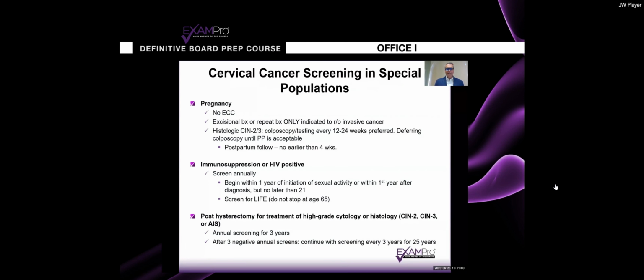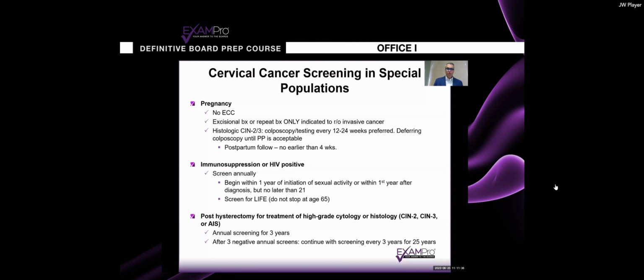The next slide, what about special populations? For pregnant patients, the key thing: no endocervical curettage during a cervical cancer evaluation, excisional biopsy or repeat biopsy only when we're thinking about invasive cancer. Generally speaking, for abnormal results, we're going to do colposcopy every trimester or defer it to the postpartum period. If we do postpartum follow-up, we want to do it no earlier than 4 weeks to give the patient time to heal from the delivery process.